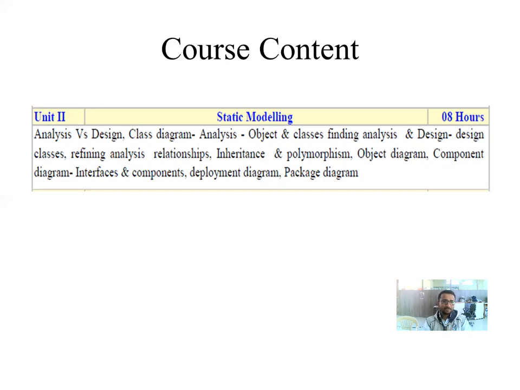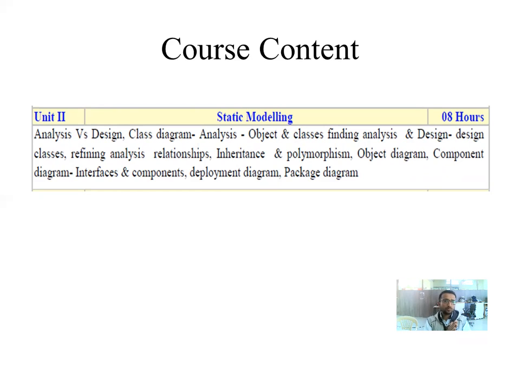And there are different types of diagrams that can be drawn for this static modeling. Means with the help of all these static modeling concepts, we can draw different types of diagrams, right? So you can draw object diagrams, then component diagrams are there, then interface and component diagrams are there, deployment diagrams are there, and package diagrams are there. So these 4 types of diagrams, which are nothing but static modeling, these are the static diagrams, right?